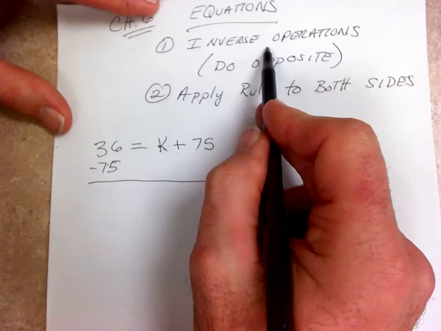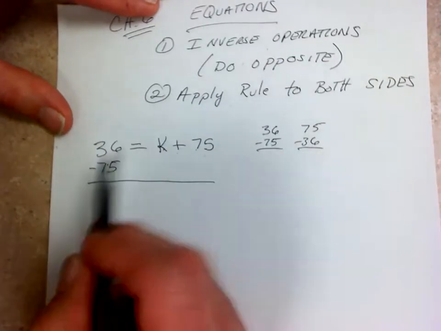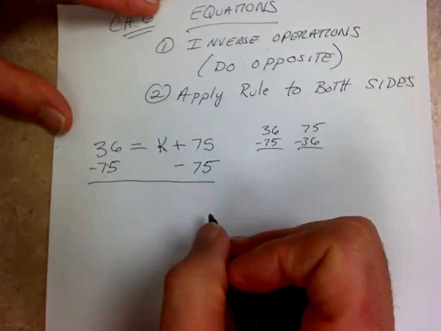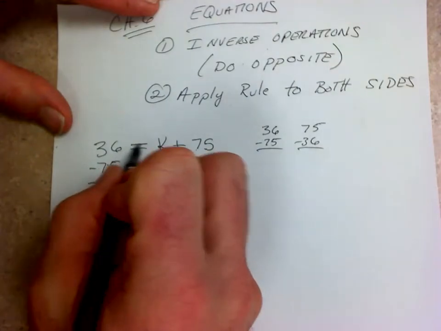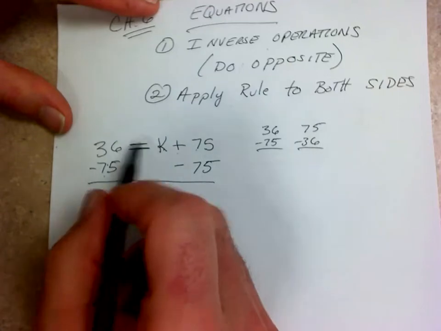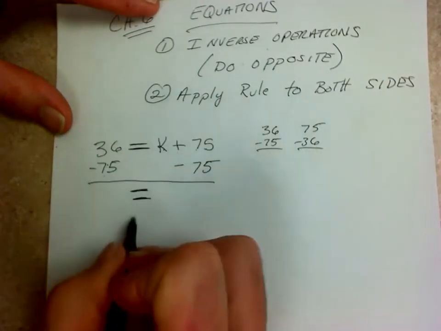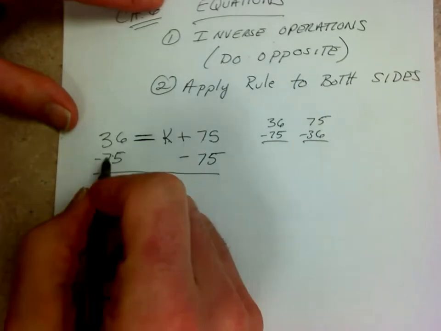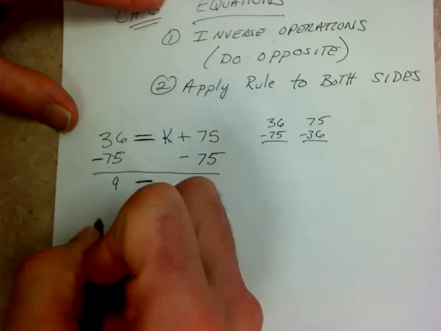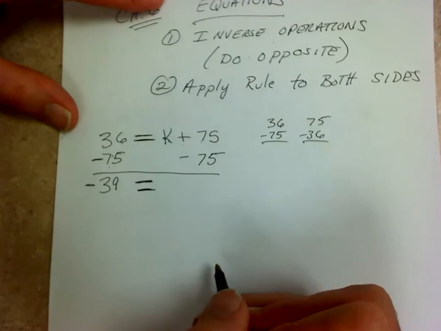So that's our first part, inverse operations. We did the opposite. And then our second part is apply your rule to both sides. Our rule is to subtract 75, so we're going to apply that to both sides of the equation, sides meaning we're separated by the equal sign. We want to keep our equal signs lined up, so I'm going to bring them straight down. Here we got 36 minus 75, which is going to be negative 39.